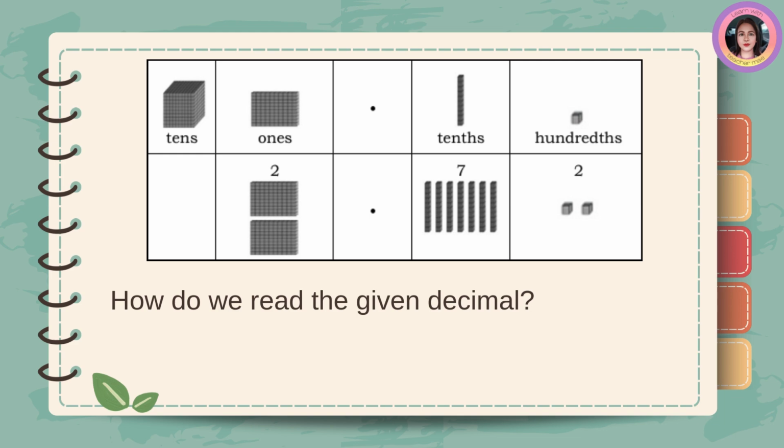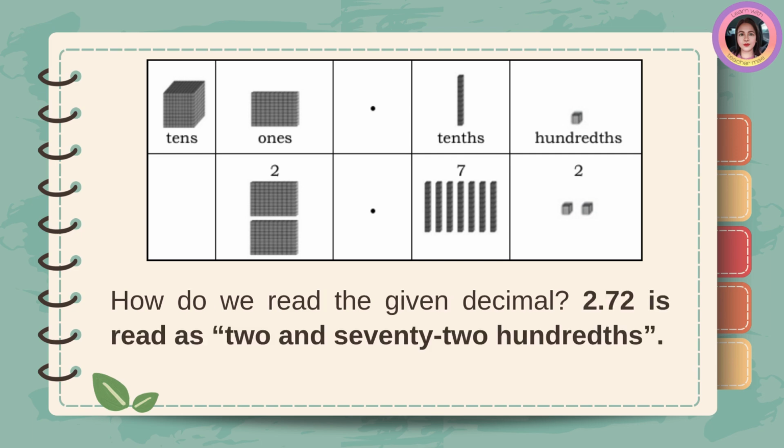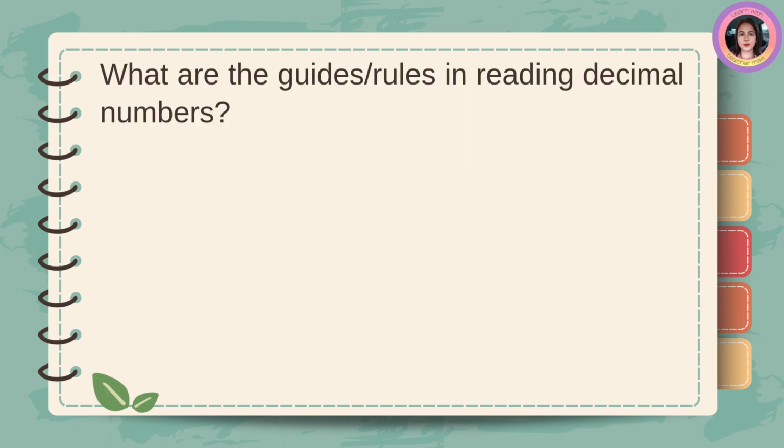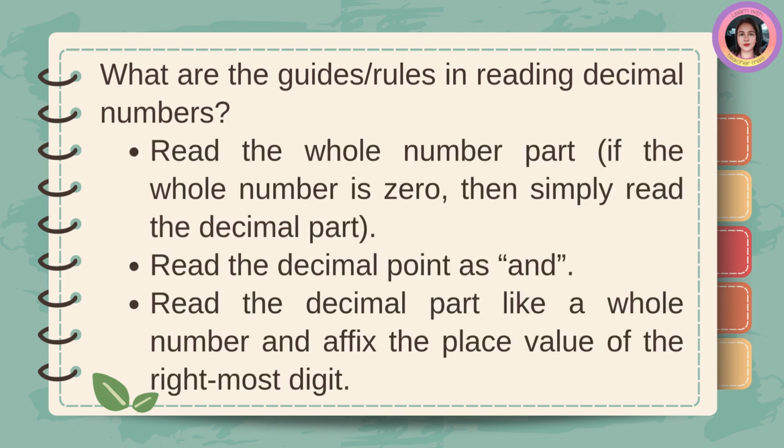How do we read the given decimals? 2.72 is read as 2 and 72 hundredths. What are the guides, rules in reading decimal numbers? Read the whole number part. If the whole number is 0, then simply read the decimal part. Read the decimal point as "and". Read the decimal part like a whole number and affix the place value of the rightmost digit.